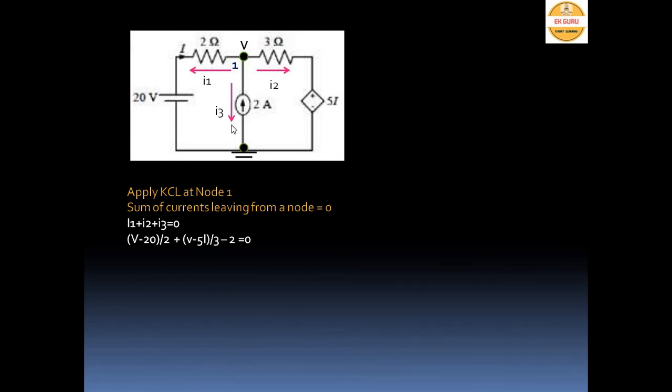And here I3 is 2 amps, but it is in the opposite direction. That's why we are indicating it with a negative sign. Minus 2 is equal to 0. So by solving this equation, the resultant equation is 5V minus 10I is equal to 72.